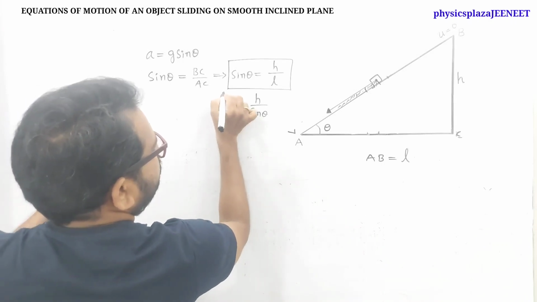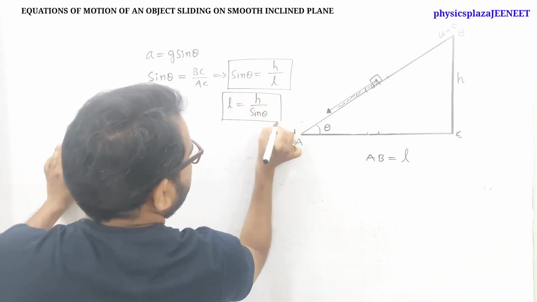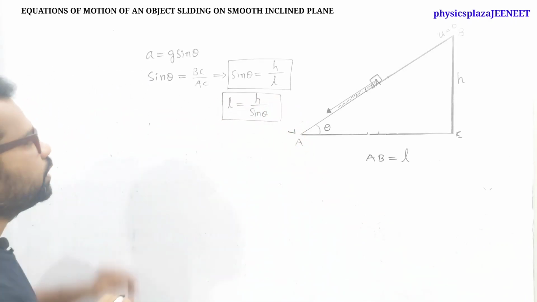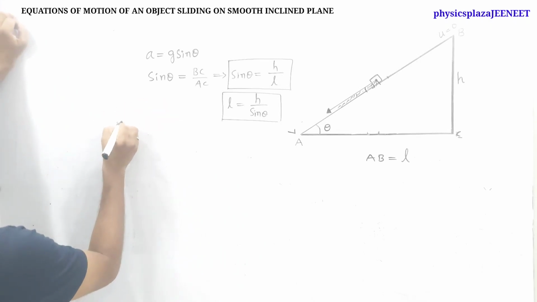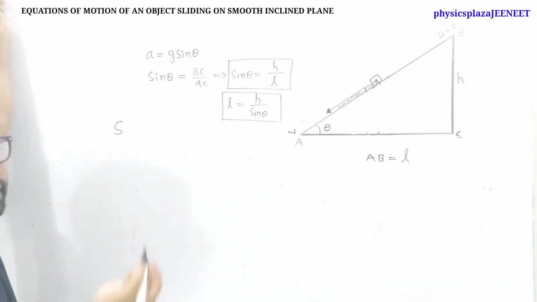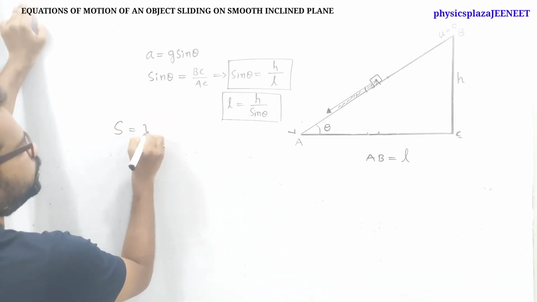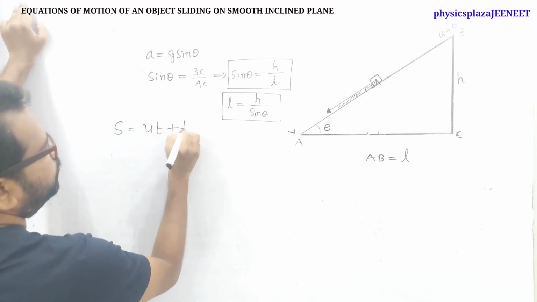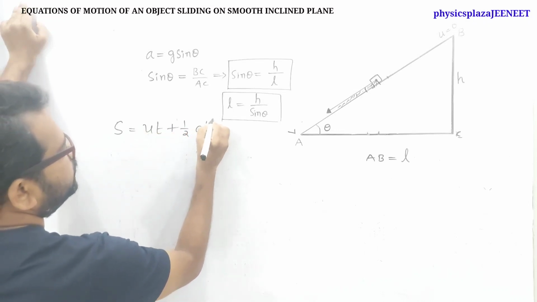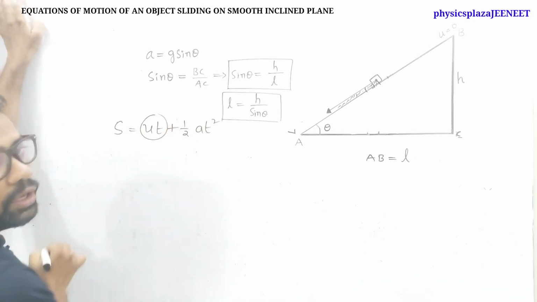H by sine theta. Depending on the question asked, you can use these two relations. Okay, fine. Now let us take the distance traveled in t seconds, that is S, which we know is ut plus half at square. Now this u is going to be 0 anyhow.